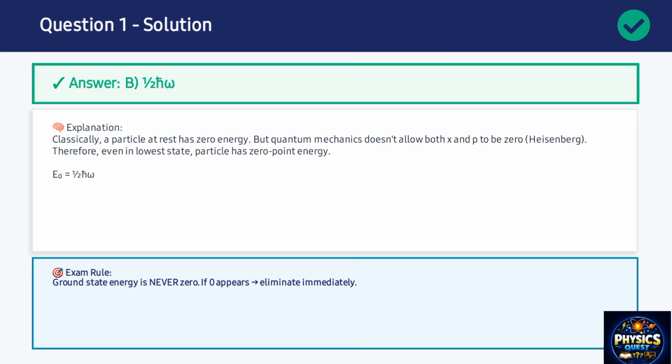Explanation. Basically, a particle at rest has zero energy. But in quantum mechanics, Heisenberg's uncertainty principle does not allow both position and momentum to be zero. Therefore, even in the lowest state, the particle must have some energy, called zero-point energy. You must remember the exam rule: for any harmonic oscillator, ground state energy is never zero. If option 0 appears, just eliminate it.